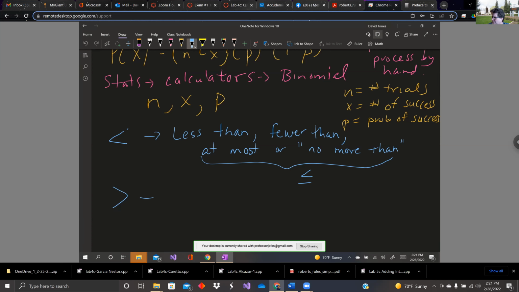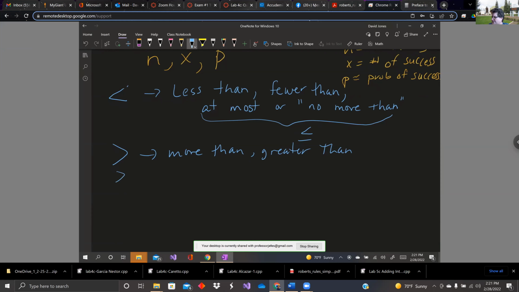Then there's the greater than. You'll see more than, greater than. And then we've got like greater than or equal to. Here you'll see at least shows up. Or no less than. The ones that StatCrunch likes to use are these two for that. They generally don't do the no more than, no less than. That sounds like some Price is Right stuff.